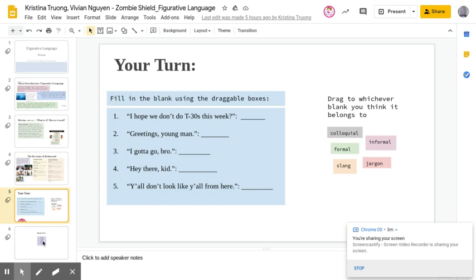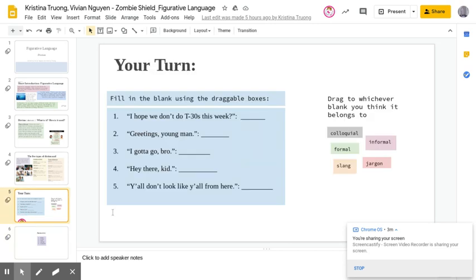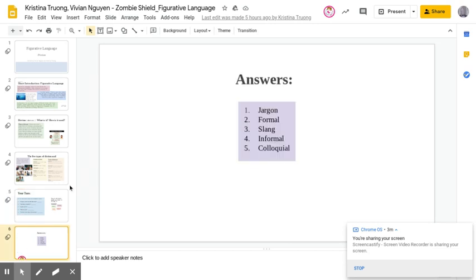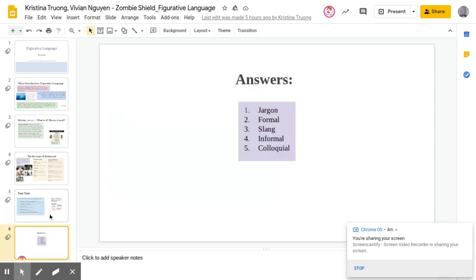Okay. So number one, jargon. Formal for the second one. Third, the answer to the third is slang. Fourth, informal, and fifth, colloquial.